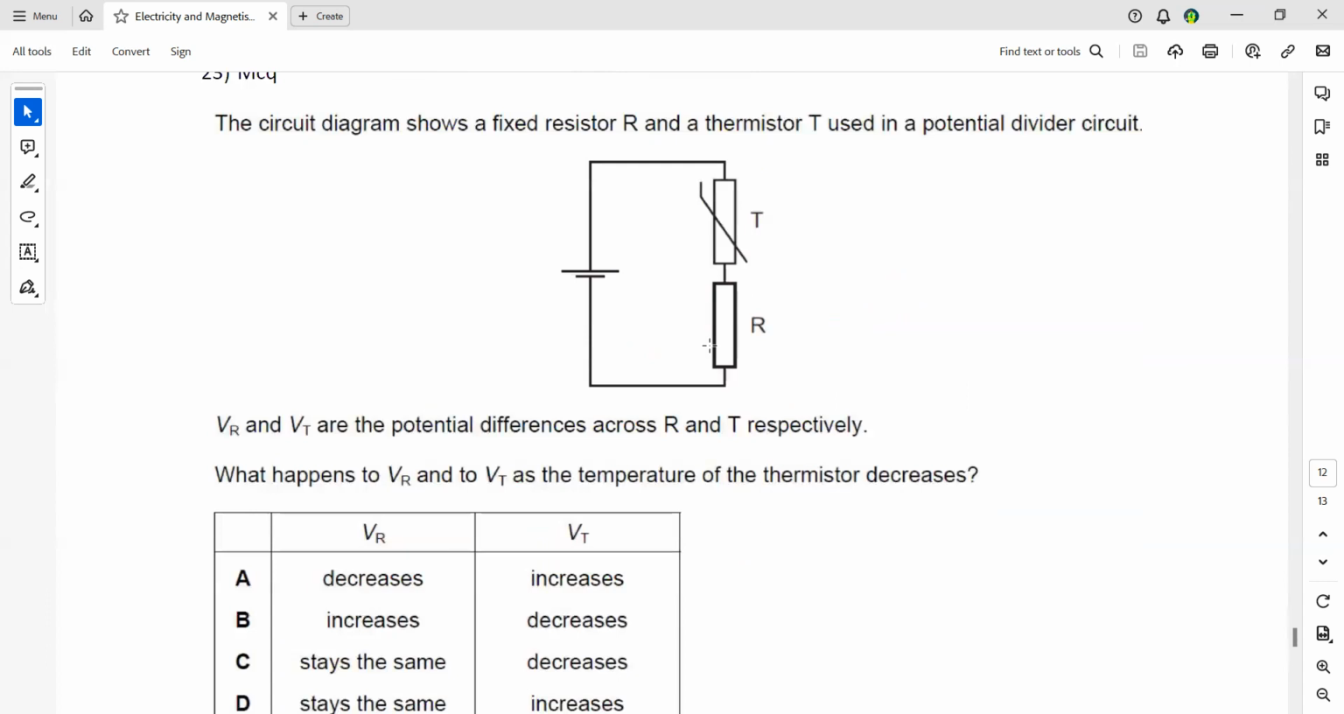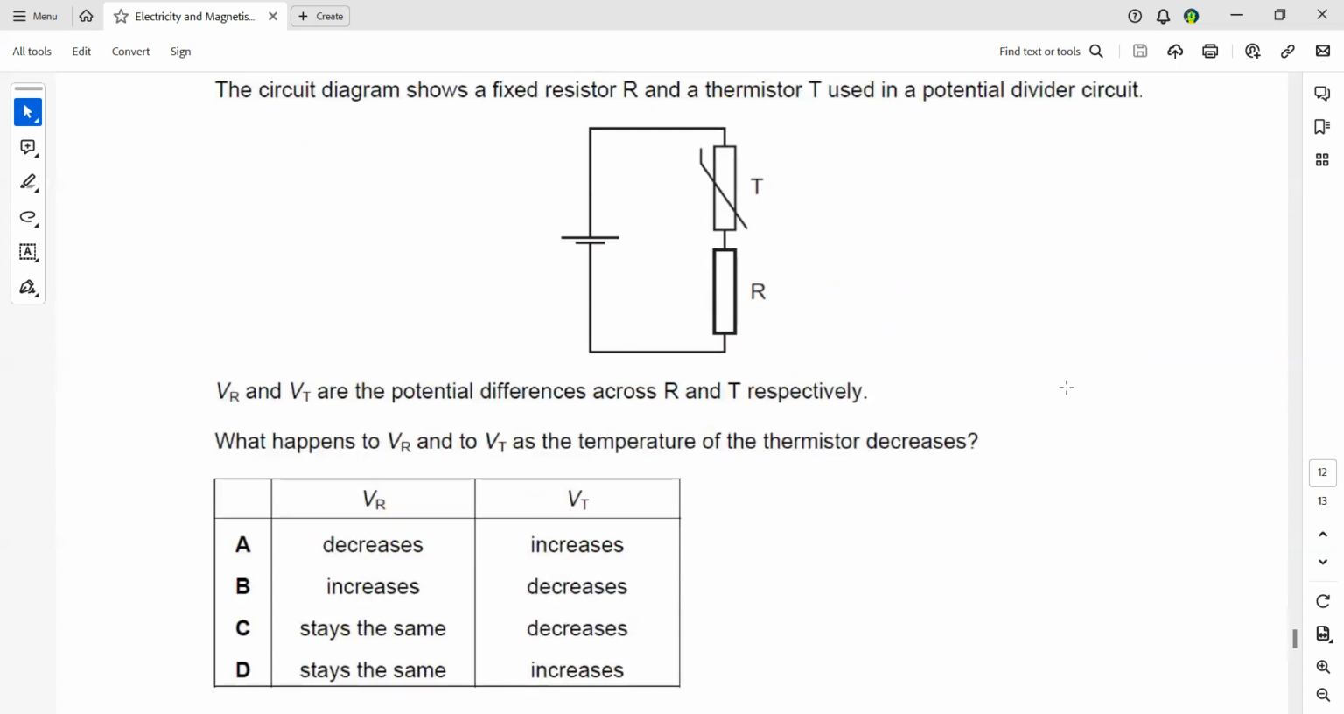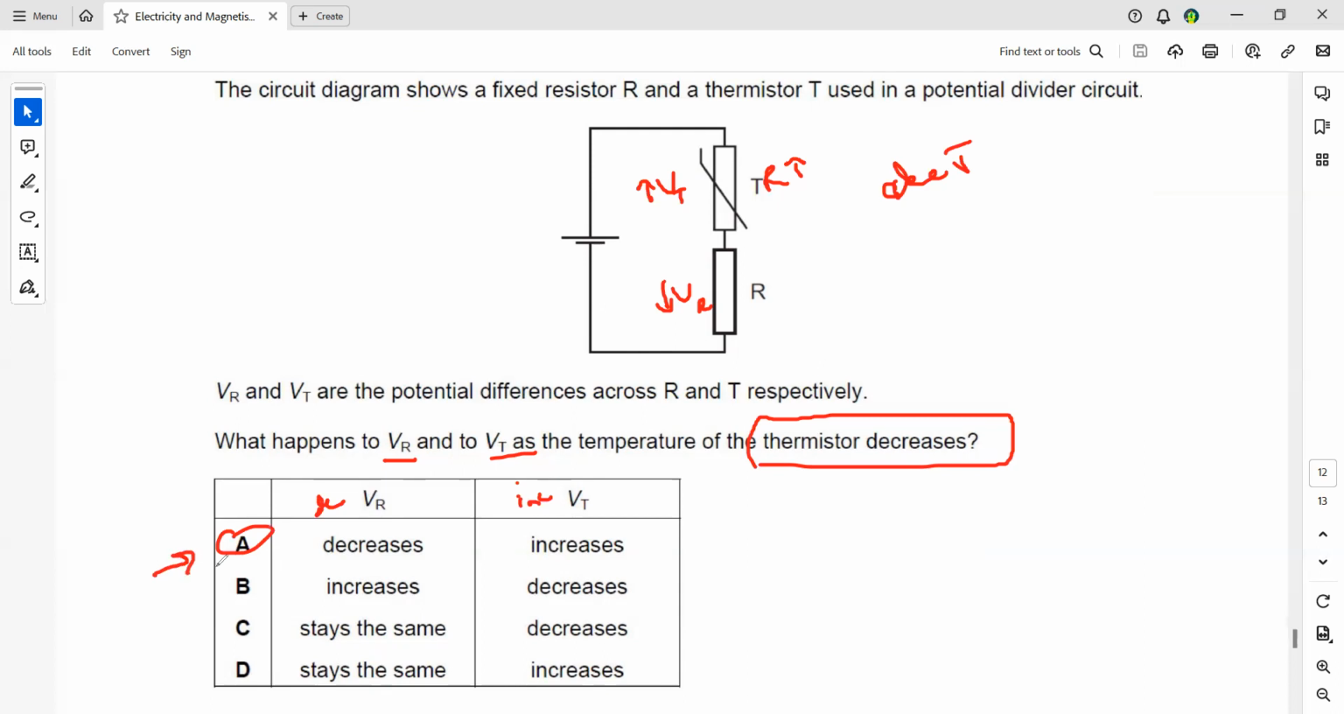Question 23. The circuit diagram shows a fixed resistor and a thermistor, which is used as a potential divider. What happens to VR when the temperature is decreasing? If we decrease the temperature here, what happens to the resistance of the thermistor? It will increase. If the resistance of the thermistor increases, the voltage across the thermistor, VT, will increase, and in comparison, the voltage across the resistor will decrease. So the voltage across the resistor should decrease and the voltage across the thermistor should increase. That's why A should be the right answer.